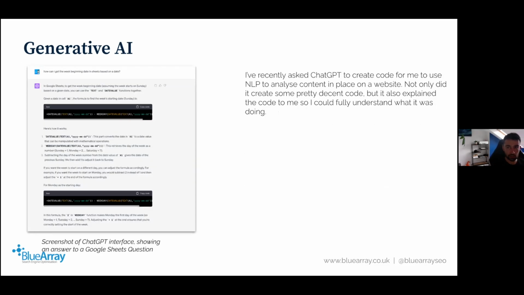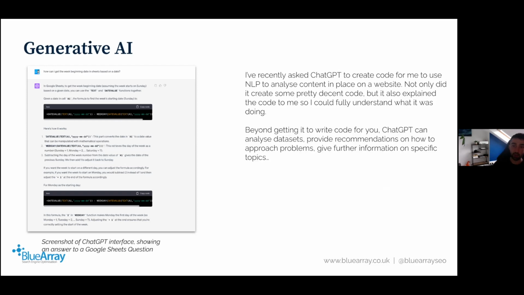I've recently asked ChatGPT to create code for me. So for that NLP example, I'm not a proficient coder. I can write code, all right, but I'm not very quick. It managed to create that code I gave as an example for the NLP to analyze content in place on a website. Not only did it create that code in about a minute, it also explained that code to me so I could fully understand what it was doing, so I could treat it as a learning experience.